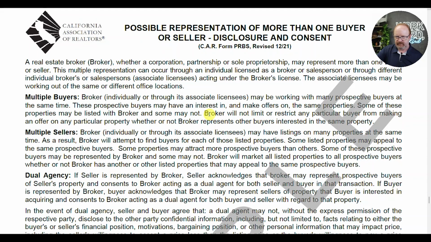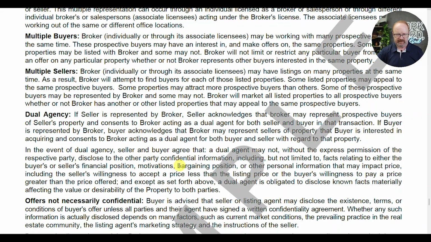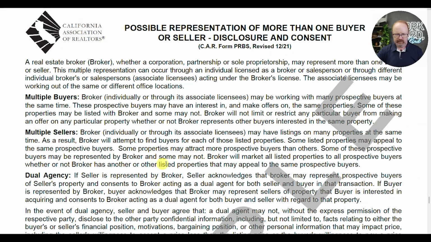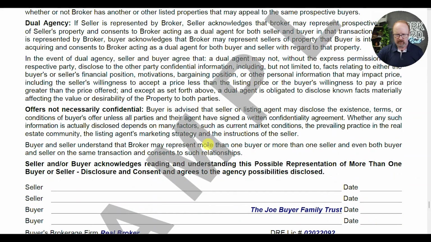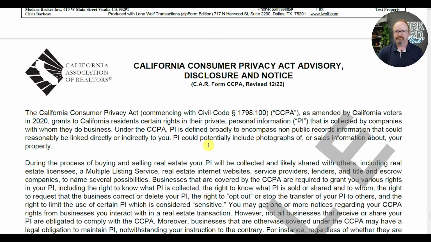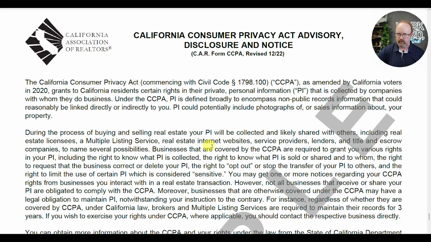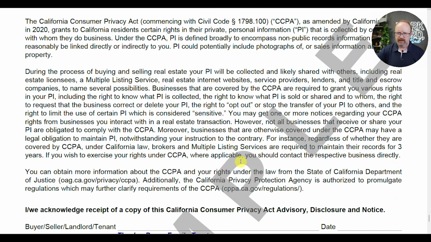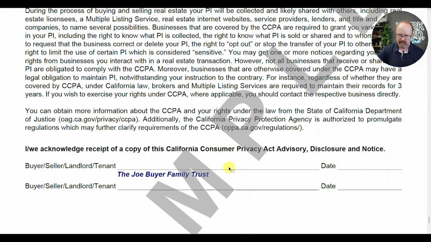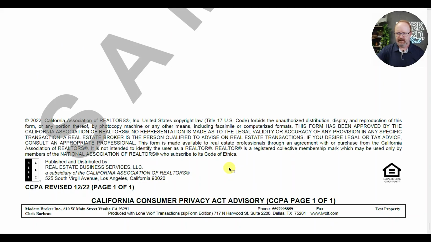We have the BRBC form, the possible representation of more than one buyer or seller disclosure. Again, it just explains that there's a potential dual agency, offers aren't confidential necessarily. We have the California Consumer Privacy Act disclosure. It's another one that came out in 2022. You want to have your buyer sign this. And that is it.